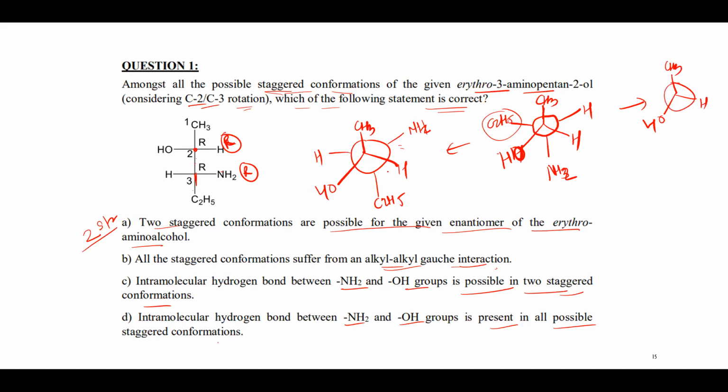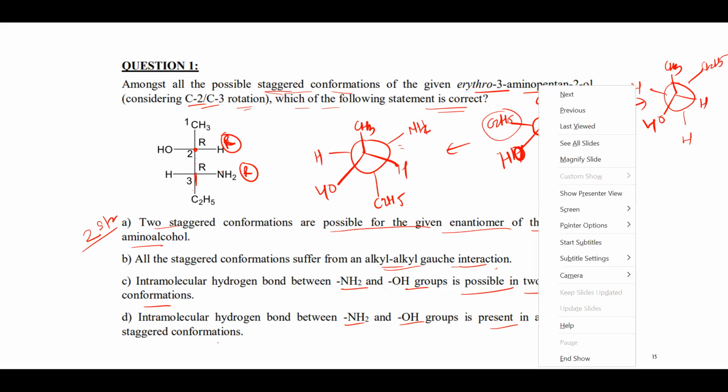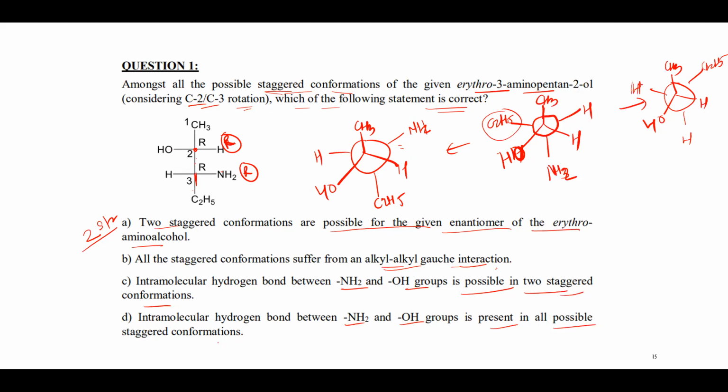Now here I have rotated anti-clockwise. Now I will rotate it clockwise. So C2H5, here is the hydrogen, and here is the NH2, right? So these three forms are possible, right? Only three staggered conformations are possible for the staggered form.